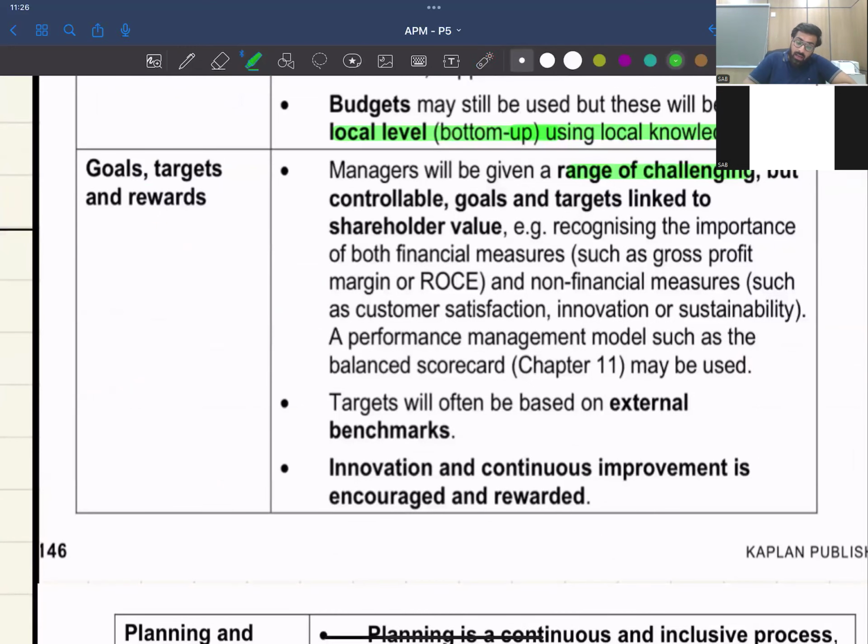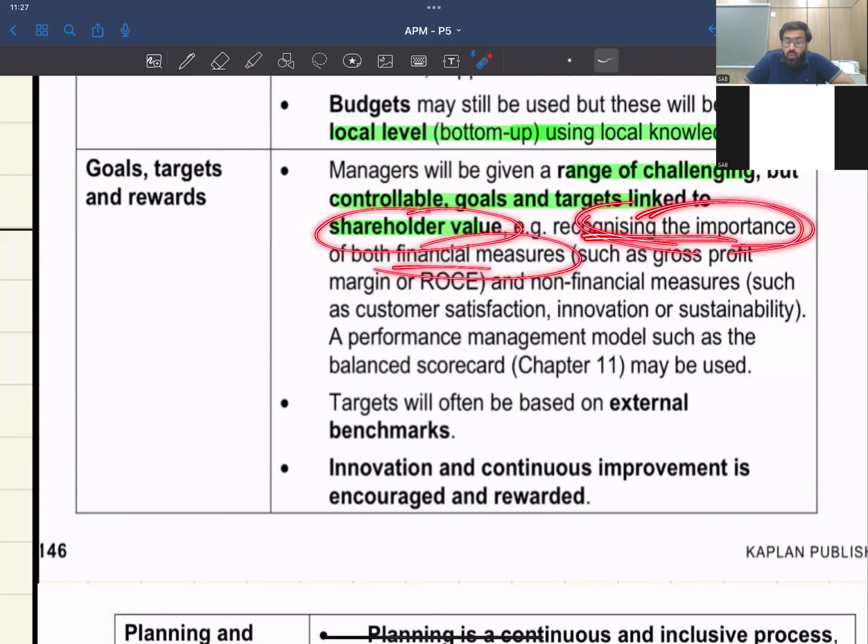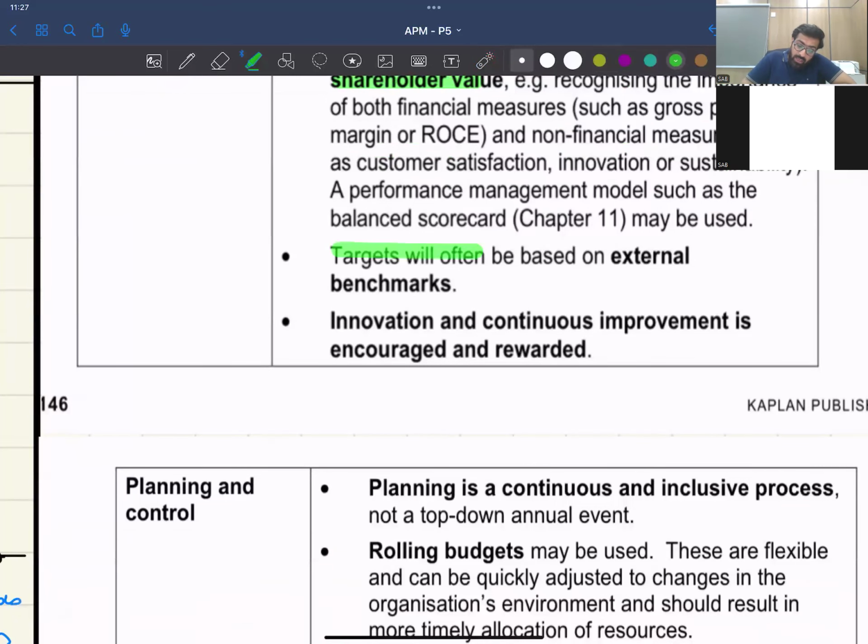There should be a range of challenges, and they should be controllable. If you're giving a challenge, goal or target that's not controllable for a person, how do I perform? That particular thing should be within my control and should create shareholder value. If you're giving me a target, it should focus on the creation of shareholder value, recognizing the importance of both financial and non-financial measures. Targets should be based on external benchmarks, in comparison with the market.